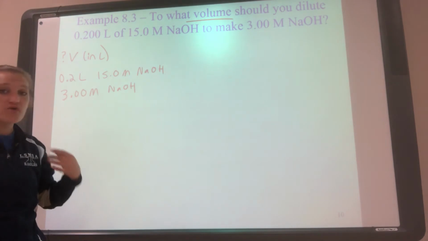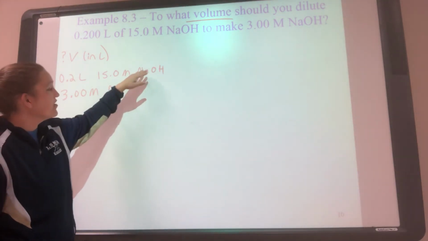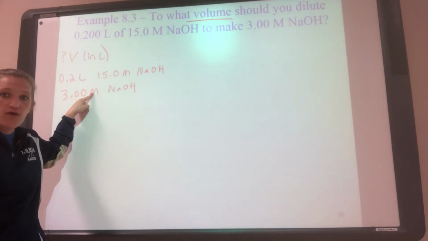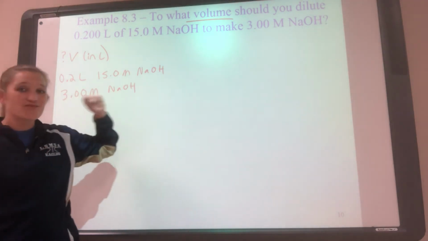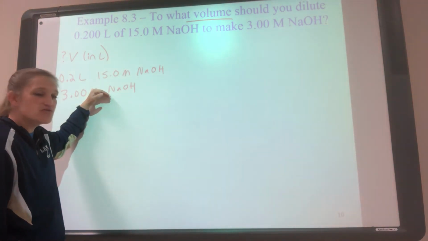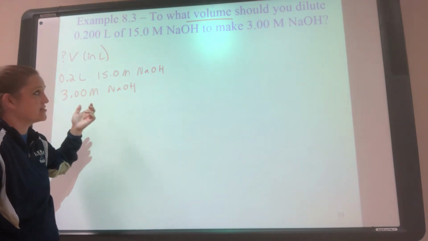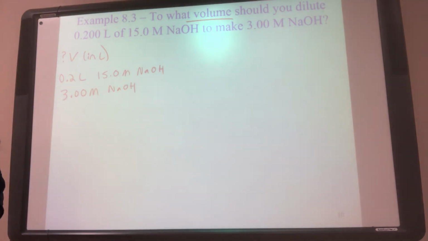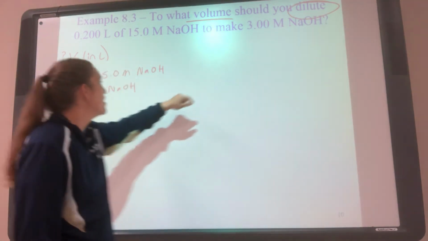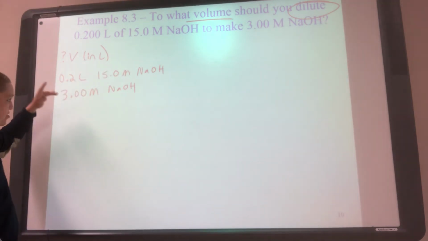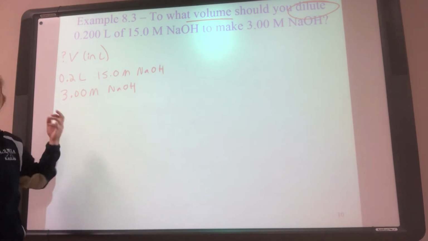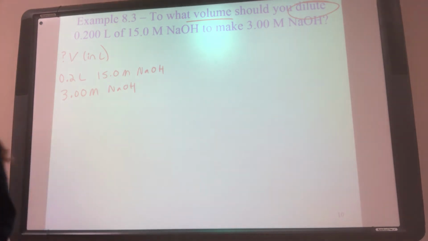So what's important with this one is to recognize that I'm going from NaOH just to a different concentration of NaOH. We can only use this dilution equation if I'm going from one thing to the exact same thing. I can't use that equation if I'm changing what my substance is. The other reason I know this is a dilution equation is because it literally says the word dilute. So it says I'm diluting something and I'm going from a 15 molar NaOH to a 3 molar NaOH.